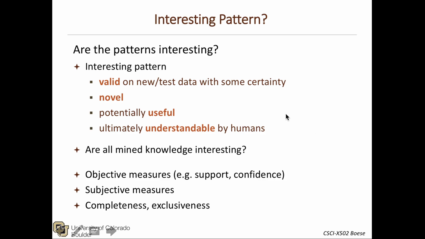And potentially useful. It doesn't make sense to find patterns just for the sake of finding patterns if there's nothing we can do with it and it's not something we'd want to make use of. So we're looking for the interesting ones, the ones that are useful, and ultimately understandable by humans. So we want to be able to explain why or make sense of the decision that's made.